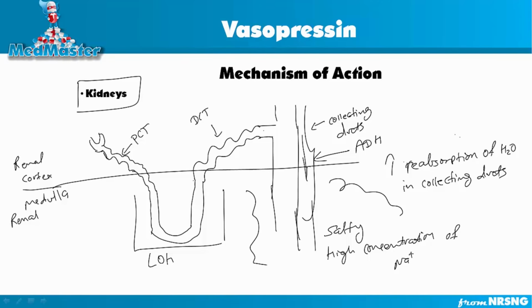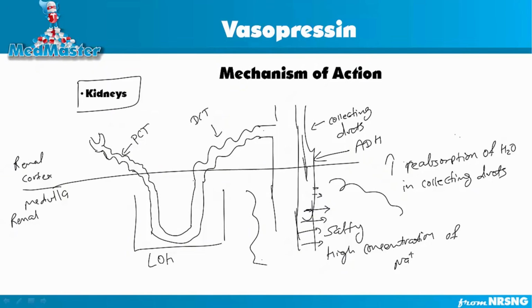Now when the ADH makes this whole thing permeable to water, which usually it's not, if there's no ADH here, then it's not really permeable to water, so the water can't pass through these collecting ducts outside, so it just gets excreted through the urine. But when ADH makes it permeable, the water moves from the urine out to here, because this part is salty, so the water is going to move from low concentration to high concentration, and that's how the water gets reabsorbed.